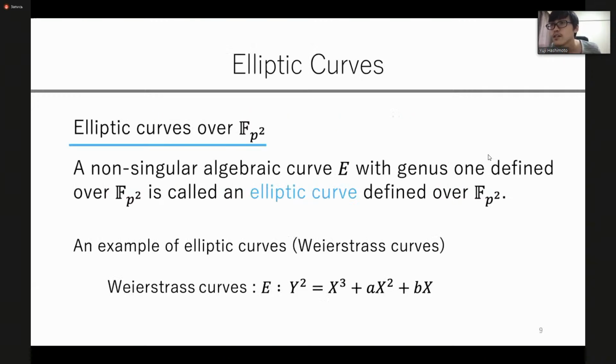First, I explain elliptic curves over F_p^2. A non-singular algebraic curve E with genus 1 defined over F_p^2 is called an elliptic curve defined over F_p^2. Since the above definition is abstract, we explain a concrete example of an elliptic curve. For example, this curve is a Weierstrass curve.